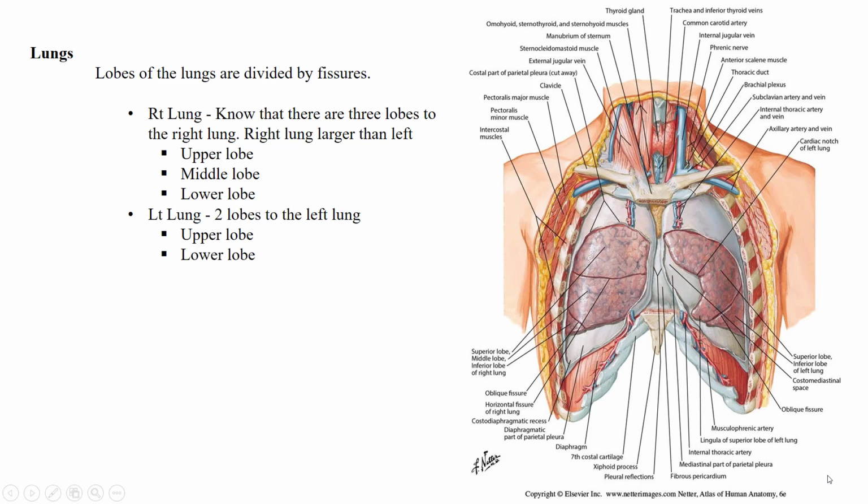In taking a look at the lungs, we have two lungs, a left lung and a right lung, and each lung is divided by fissures. The left lung is smaller than the right, as there is space needed in the left side of the chest for the heart. So you have a superior and an inferior lobe of the left lung, and it's divided by this fissure here. And on the right, we have a superior, middle, and inferior lobe of the right lung, also divided by fissures.